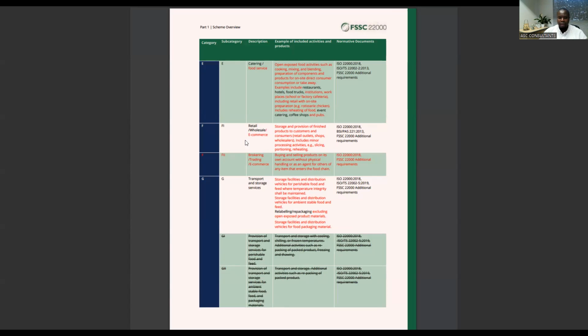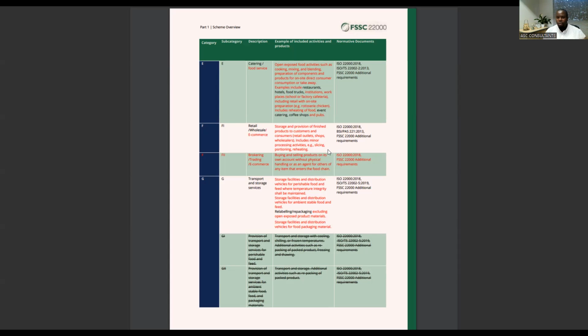Another interesting one is category F, where e-commerce entrepreneurs have now also been taken into account. We have storage and provision of finished products to customers and consumers, which may be retail outlets, shops, wholesalers. Maybe you have a nice catering company, but you are not actually producing food for immediate consumption. So it's prepared food, which is gaining traction in South Africa.